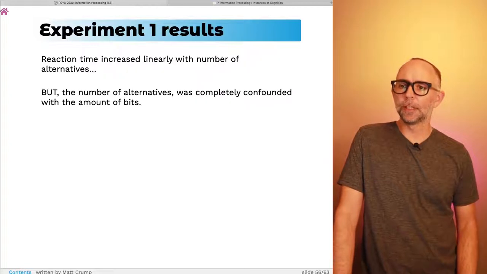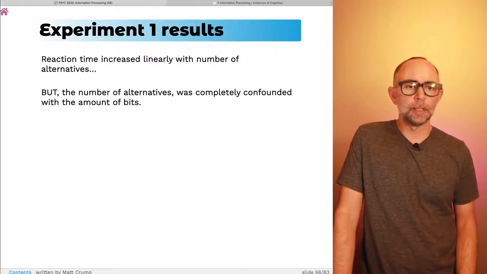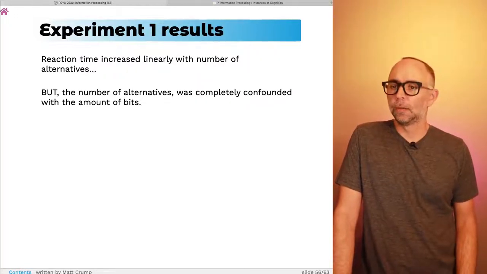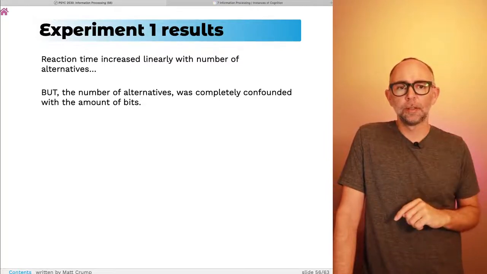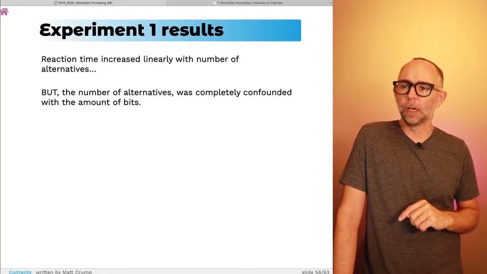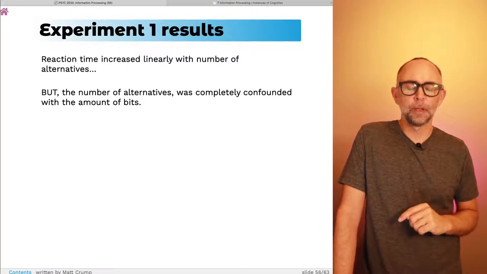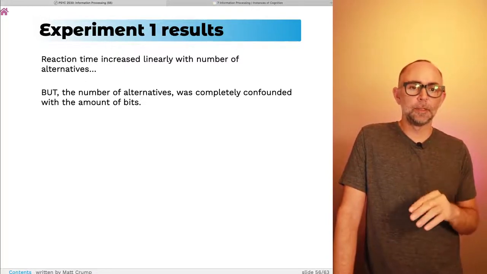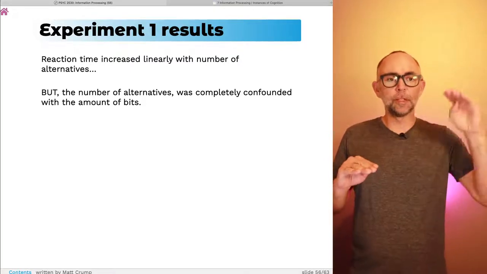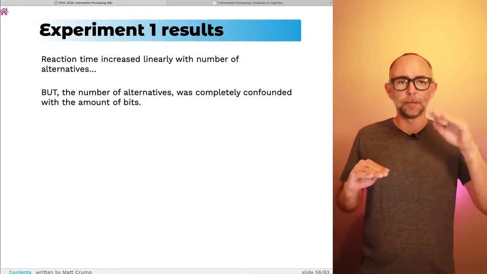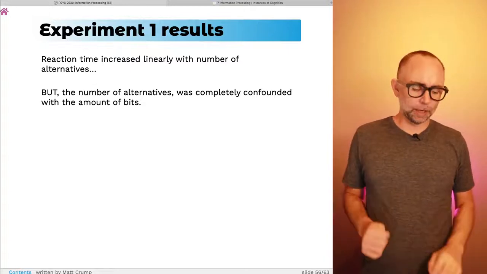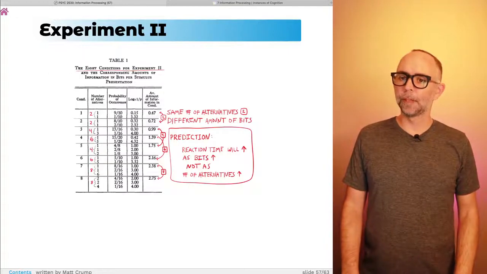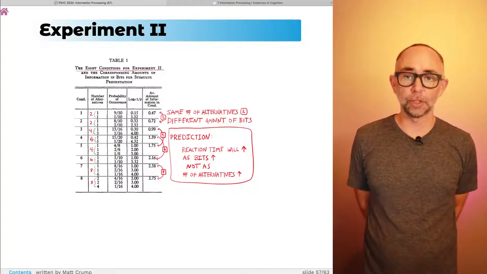Now, what he found in experiment one was the same thing people always found, which is that reaction time increases linearly as a function of the number of alternatives. But again, in this experiment, as the number of alternatives went up, so did the amount of information. Those things were completely confounded. We could see a graph for this result later. The important thing that he did was in experiment two.